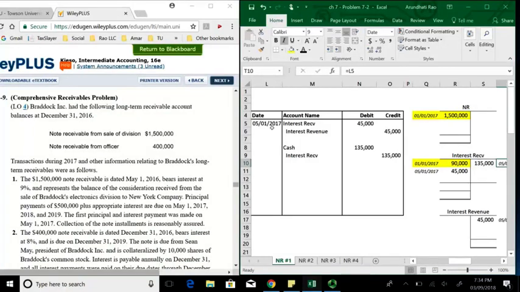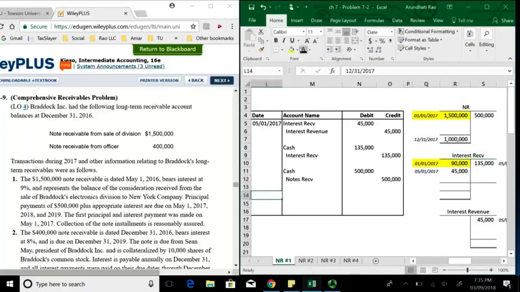What else is happening on May 1st? They're giving me $500,000. So my journal entry for that is going to be cash debit, notes receivable credit, $500,000. So I'm going to write the $500,000 over here. Okay. Now, what's the balance in my account? $1 million is the balance in my account at the end of this year.